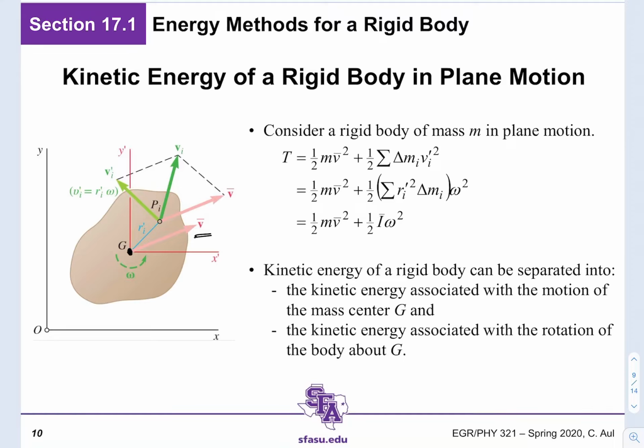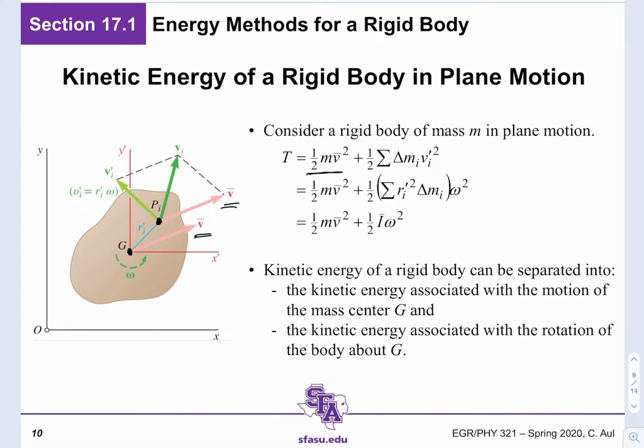So what we can do here is split up the motion of any particle within a system. Let G be the mass center, moving with some velocity v bar. Obviously this whole rigid body is going to have kinetic energy that comes from that motion. So we add that first term in here, the 1/2 m v bar squared, and we also have to consider the motion of each of the particles that are surrounding it.